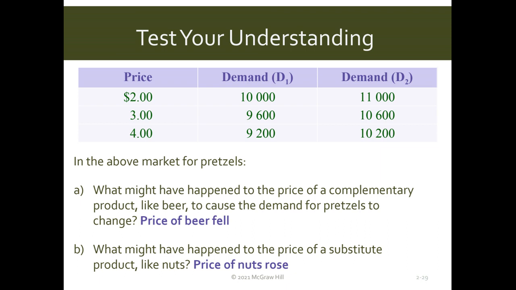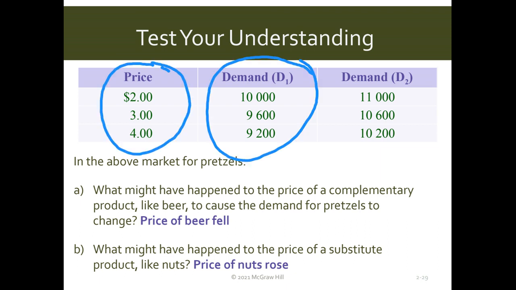So basically, this price and this demand, this is one demand curve. Okay, this is one demand curve. So all these numbers 10,000, 9,600, 9,200 are on the same demand curve. Okay, and this is the demand for pretzels. Now, the question is, what might have happened to the price of a complementary product like beer? So now we have two products, one beer and the other one is pretzel.